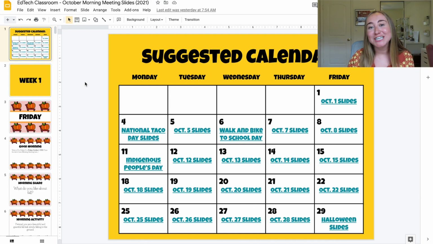So right now we're going to take a look at a calendar that I put together for every single month. I think that this calendar is helpful during the planning process because it gives you an idea of how many morning meetings you actually need to create for every single month. So right now we're looking at a Google Slides presentation.